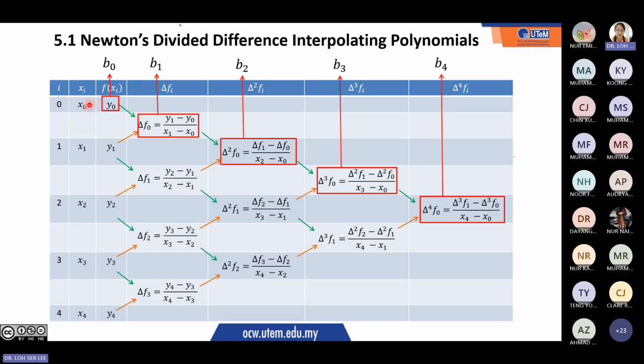So first of all, we will tabulate our points into this form. Let's say we have 5 points, 1, 2, 3, 4, 5. You tabulate the points into a table where between any 2 points you leave one line blank.